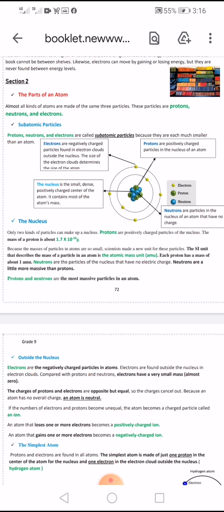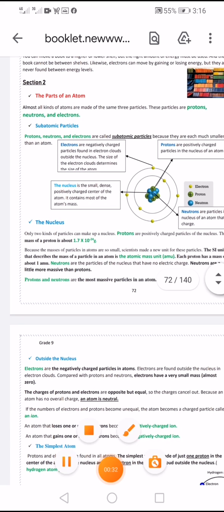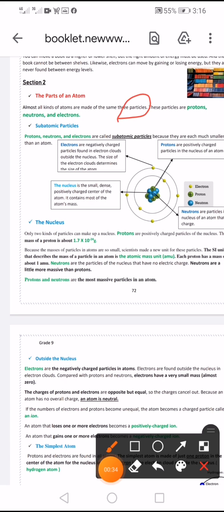Almost all kinds of atoms are made of the same three particles. These particles are protons, neutrons, and electrons. So all kinds of atoms contain three particles, called protons, neutrons, and electrons.